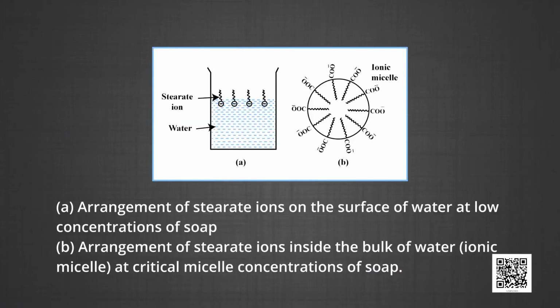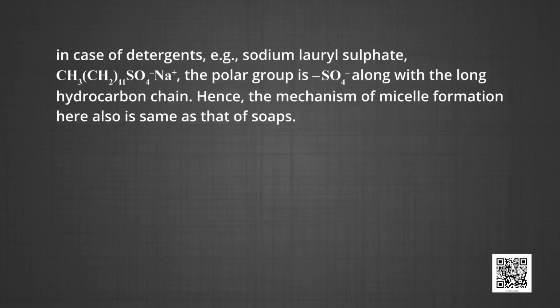These micelles may contain as many as 100 such ions, as shown in the figure. Arrangement of stearate ions on the surface of water at low concentrations of soap, and the arrangement of stearate ions inside the bulk of water as ionic micelle at critical micelle concentration of soap, are explicitly explained in the diagram. Similarly, in the case of detergents, for example sodium lauryl sulphate, the polar group is SO4 minus along with the long hydrocarbon chain. Hence, the mechanism of micelle formation here also is the same as that of soaps.